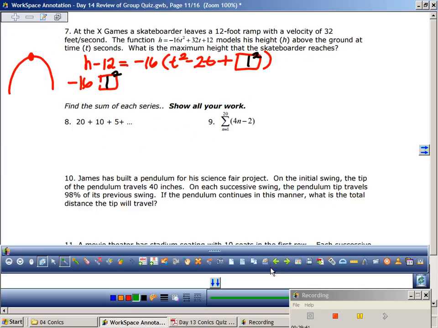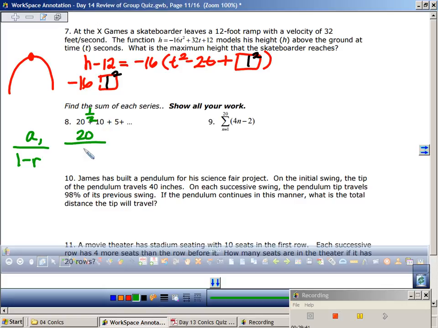Okay, next one. The sum of these series. So this one is infinite. So I know I have my a sub 1 over 1 minus r. I'm going down by a half. So it's 20 over 1 minus a half, which is 20 over a half, which is 40.